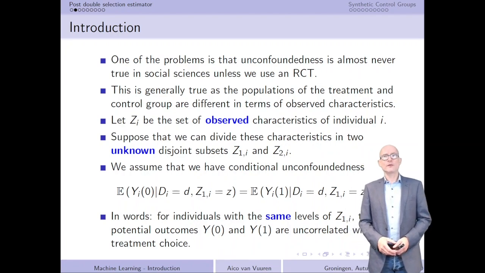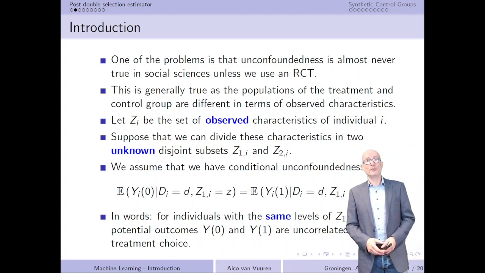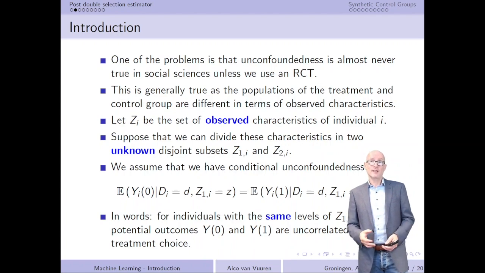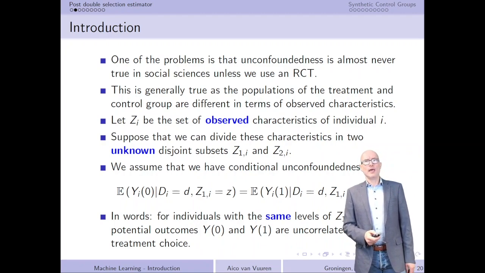You already know that randomized controlled trials are not that popular in the social sciences, not because they don't work, but because of practical problems. That is something I already discussed before. But the problem at the moment is: why do we not have unconfoundedness?